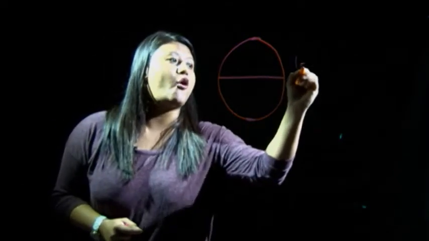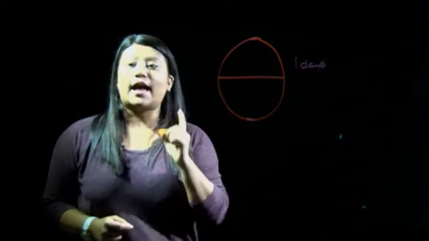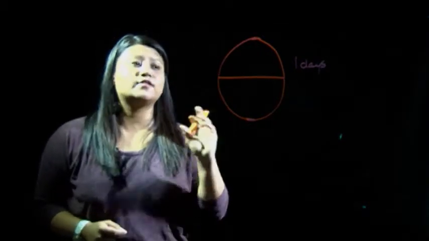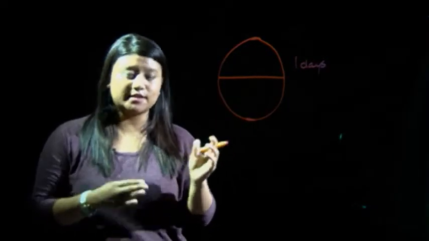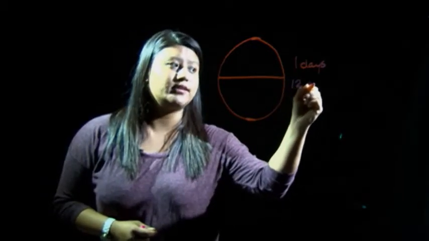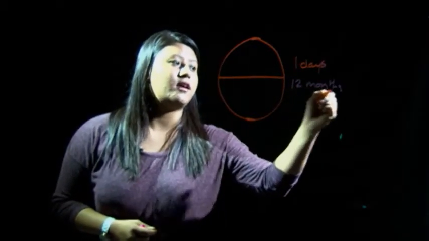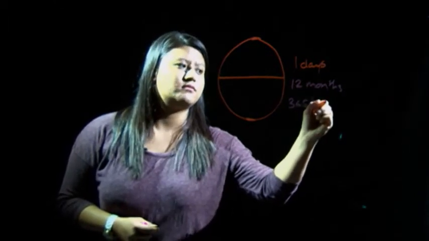Now, rotation of the Earth means the number of times the Earth rotates in one day, right? And revolution of the Earth means the amount of time that the Earth takes to go around the Sun. So that is how much? That's 12 months, right? And that is 365 days, or sometimes 364 days.